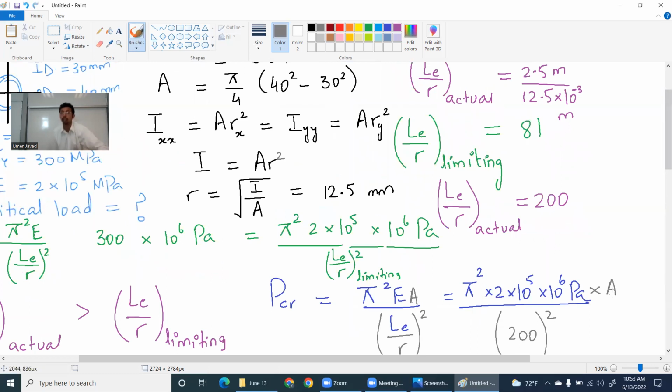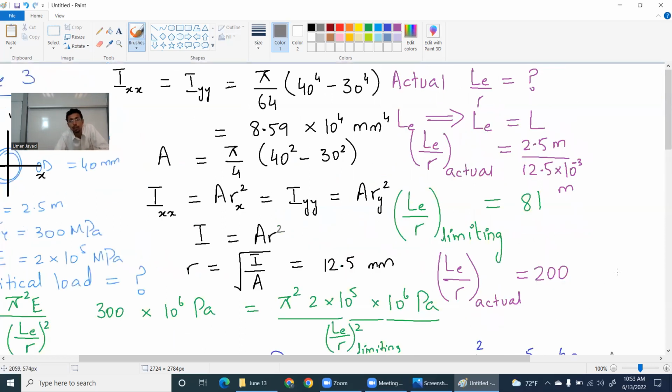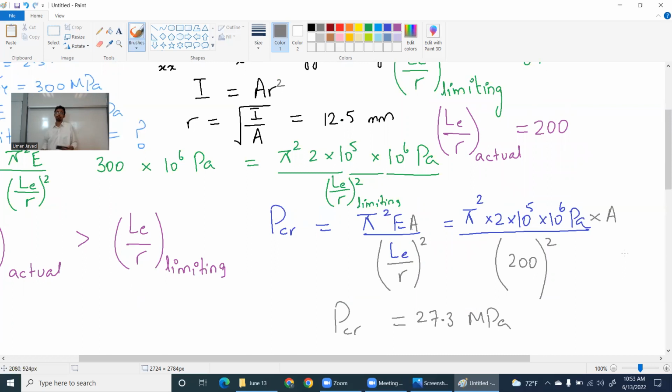Now, Usman, do it again. I forgot to tell you, multiply with the area, and the area is pi by 4 into 40 square minus 30 square. The idea is 549.7. Have to convert it into meter, of course. So you will get the same answer.